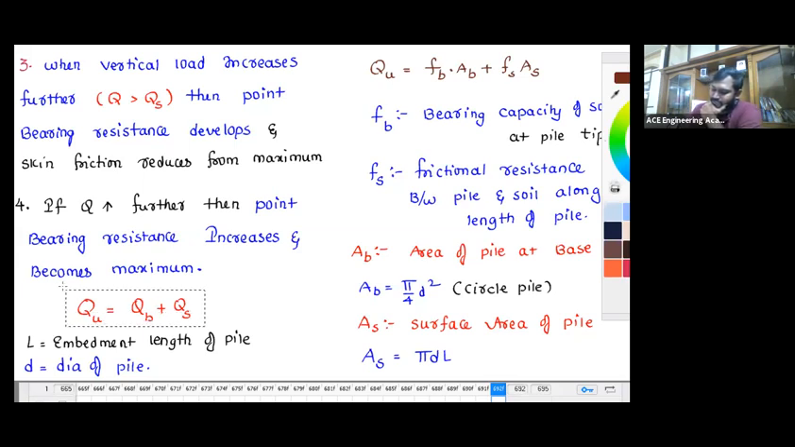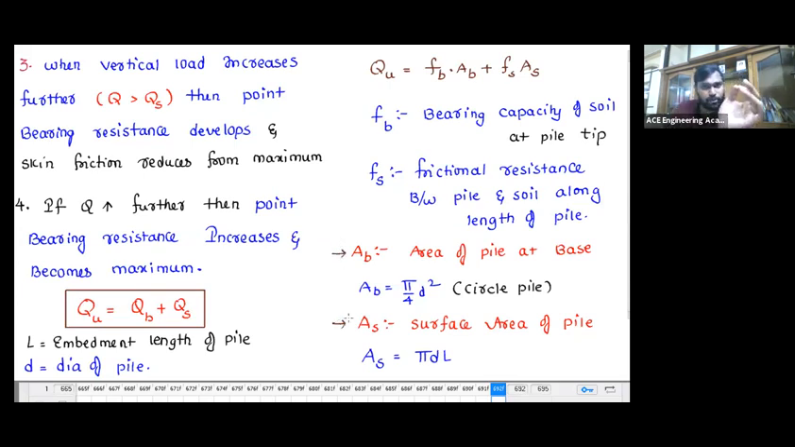But if you do ask a square pile also, what happens? Areas will change. Now listen to me carefully. This AB and AS depends upon what type of a pile you are going to install. And where L is nothing but embedment length of the pile, D is nothing but if it is a circle, dia, if it is a square, width. But FB and FS depends upon whom? The soil at the pile tip and the soil on the sides.